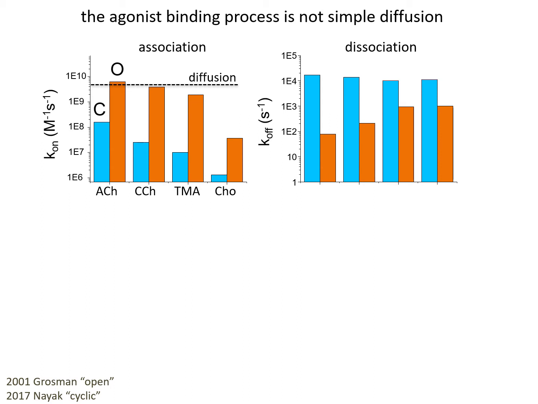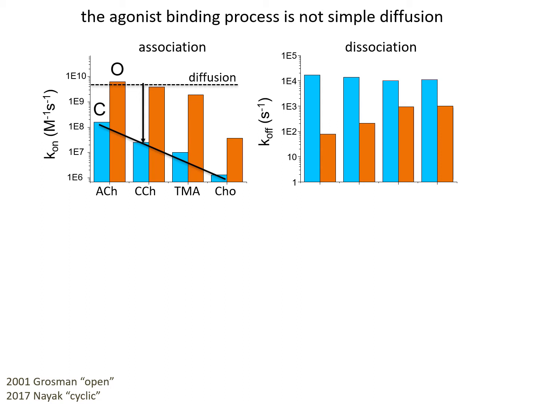Orange is for O, and cyan is for C, closed channels. And by simple inspection, you can see that binding to C is slower than diffusion and agonist dependent. All of these agonists have approximately the same diffusion constant, and there's little difference in their rotation. TMA has no rotation. It's a perfectly symmetrical molecule. So C is slower than diffusion and agonist dependent. As far as dissociation goes, from C they're all approximately the same, about 10,000, 20,000 per second. But from O, they are slower and more agonist dependent.